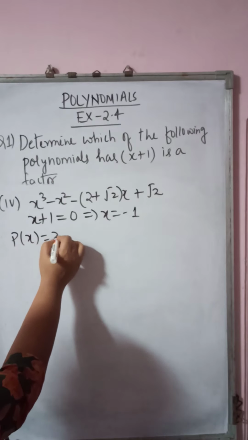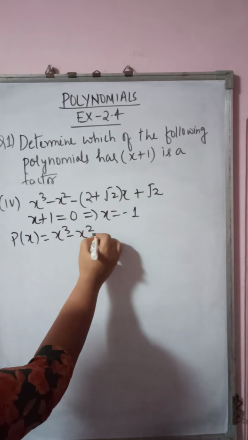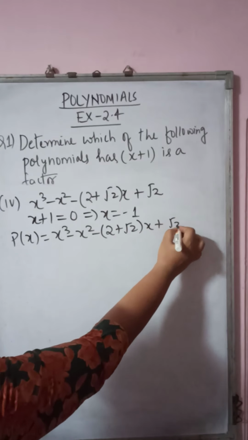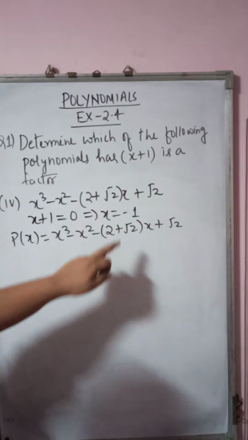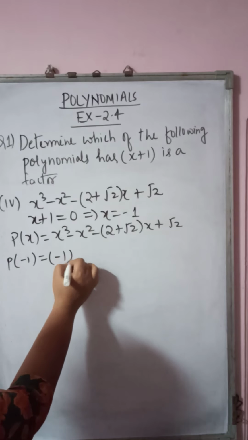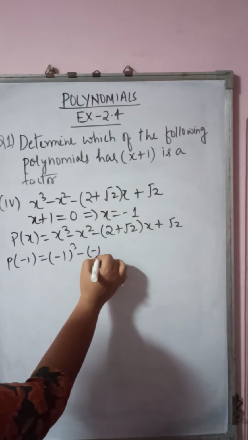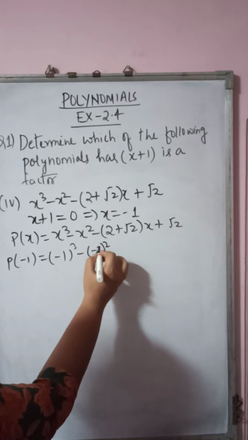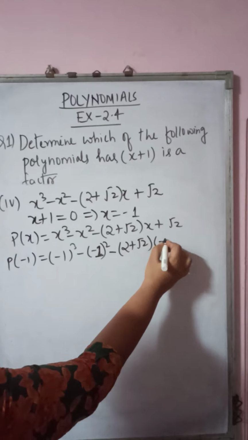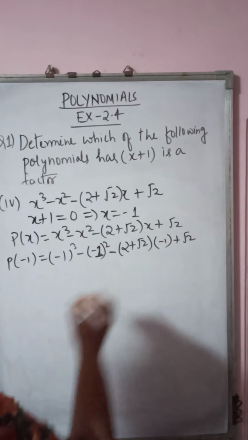Your polynomial is x cube minus x square minus 2 plus root 2 into x plus root 2. Now wherever x is there we will put minus 1. So p of minus 1: minus 1 cube minus minus 1 square minus 2 plus root 2 into minus 1 plus root 2.